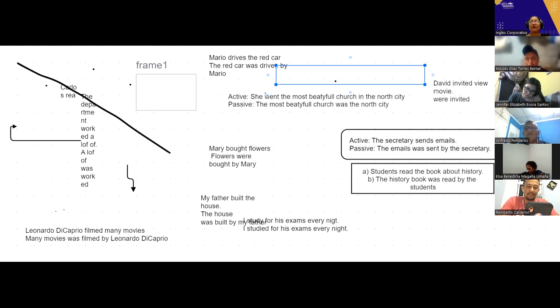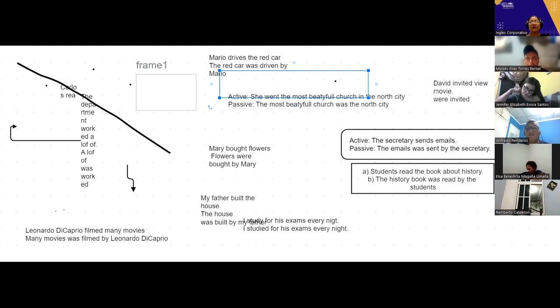Can I have a passive voice from it? Yes. How? I begin with the object. Who is the object? The church. The most beautiful church in the city. What would the verb be? Visit. But visit has to be accompanied by what? Was. Oh, where. But here it says visit. Many people visit. It is in present.